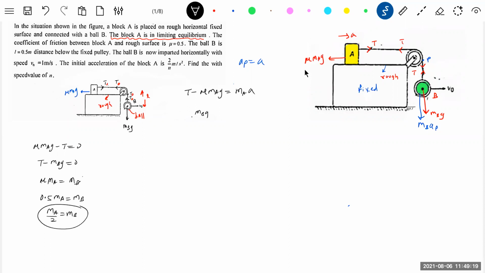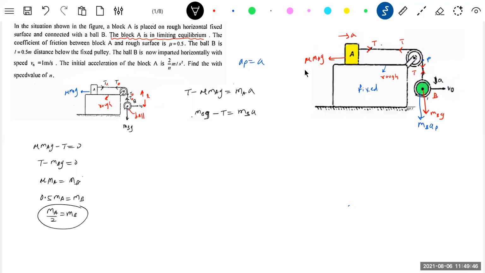How will block A move? How will block B move? Block B will just move vertically down. So the equation will be mbg minus T equal to mb into A.